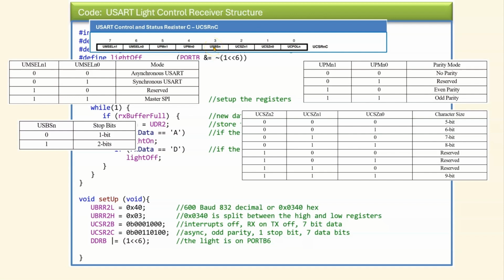Bit 3 is the number of stop bits. We want just 1 stop bit, so that bit should be 0. And finally, we want 7 data bits, looking at these 2 lower bits here, N1 and N0. We can see that that should be 1, 0 for the 7 bits. 1, 0 here. The final bit is only used for clock polarity in synchronous mode. We don't worry about that. And finally, the light is on port B, bit 6, so we need to set that bit for output.